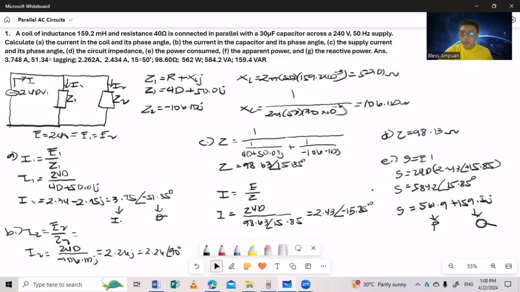So our actual power is 561.9, and our reactive power is 159 point something. Our apparent power is 584 point something. So this is example number 1. As we observed, just create a circuit first and then analyze the current relations, the flow of current, and then apply the basic principles of combining parallel circuits. So this is the solution for example number 1.